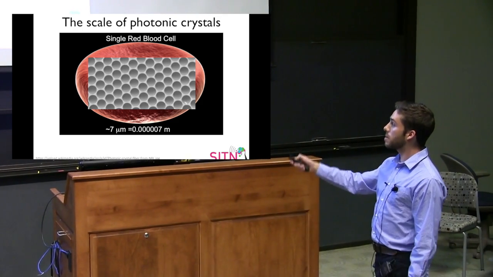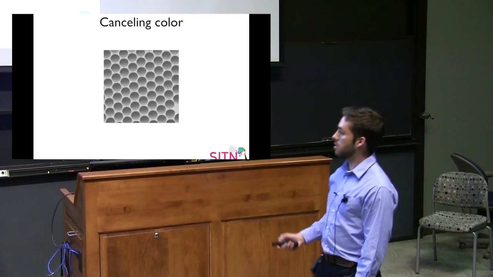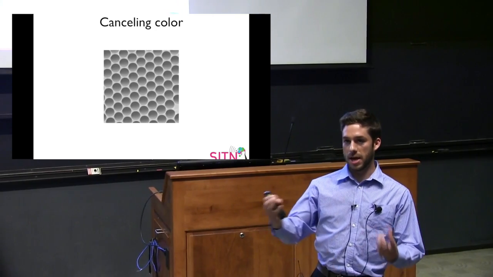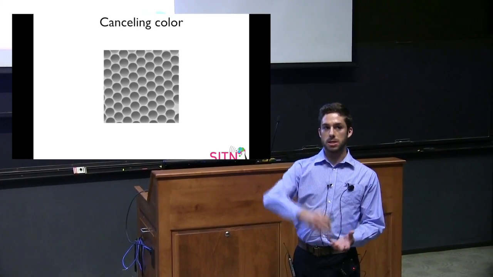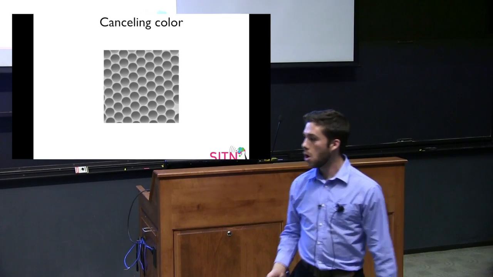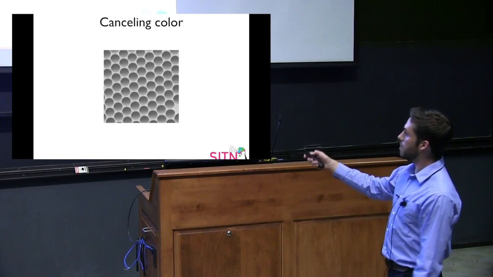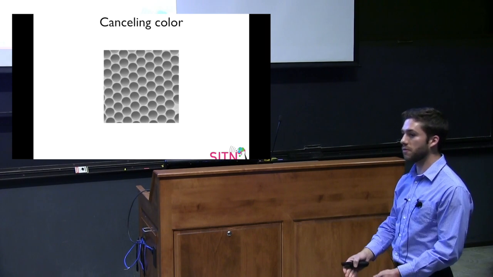So we talked a little bit about filters, and we talked about how in the butterfly wing a specific color gets enhanced, for example blue. All the other colors get canceled destructively, blue adds up constructively, we get this nice blue color. What we can do here is we can design a photonic crystal instead to cancel one specific color.